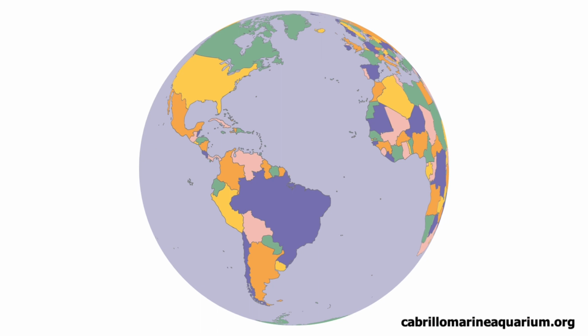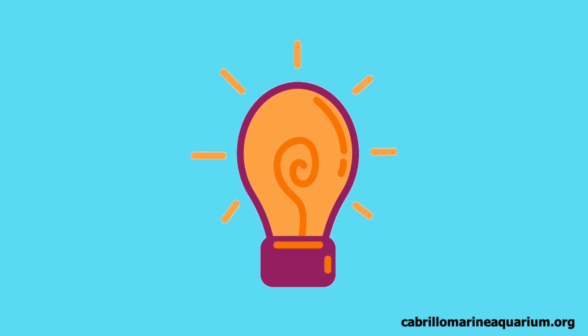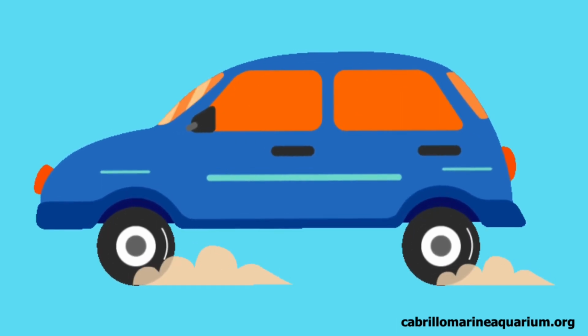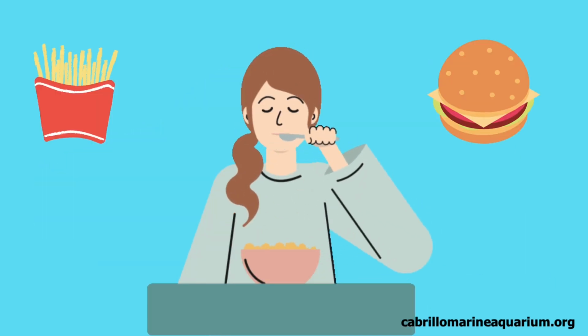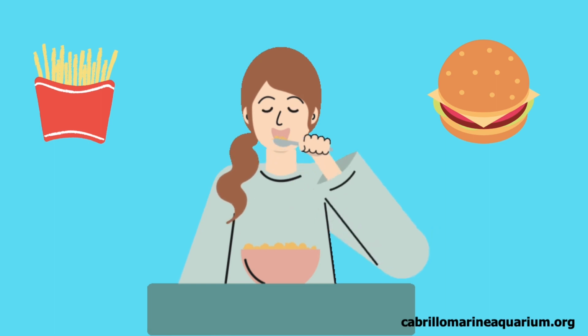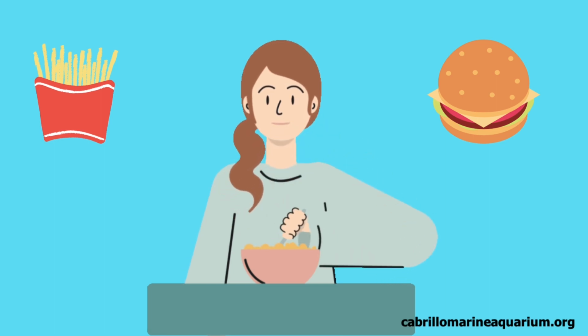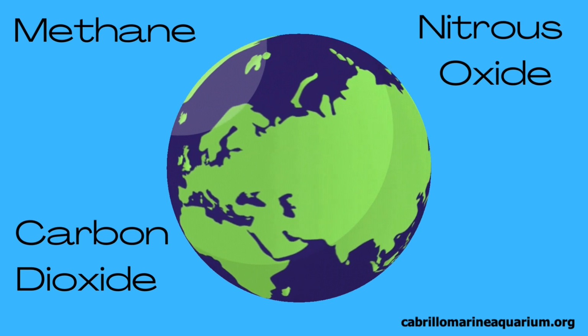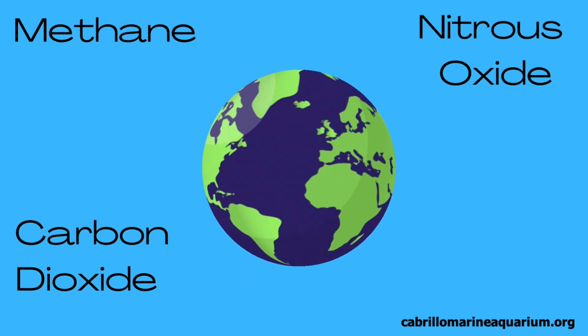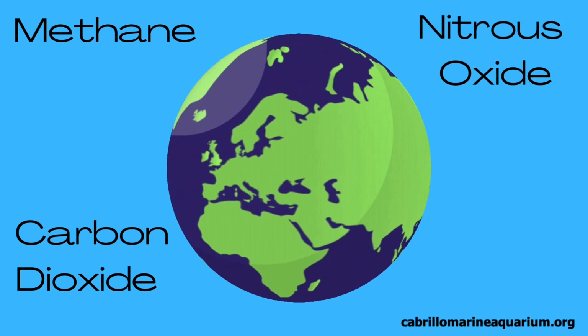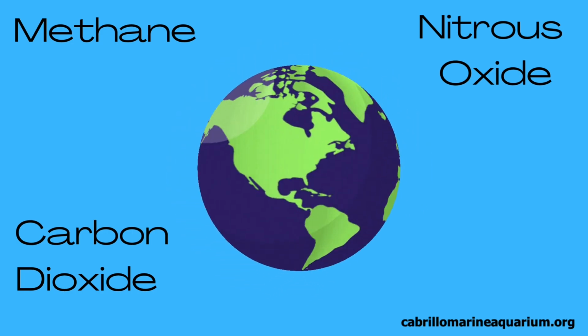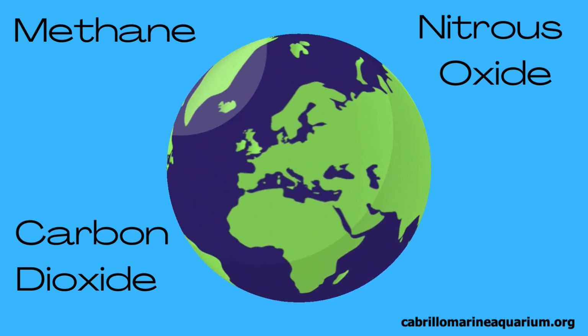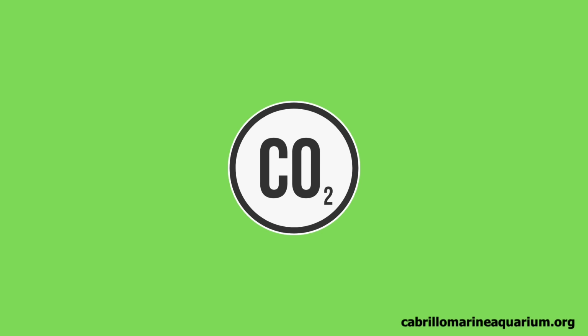Our daily practices, such as using electricity, driving a car, and even eating certain foods, all contribute to our ecological footprint. One component the ecological footprint measures is the release of greenhouse gases, such as carbon dioxide, methane, nitrous oxide, and other fluorinated gases. Carbon dioxide is of the greatest concern.